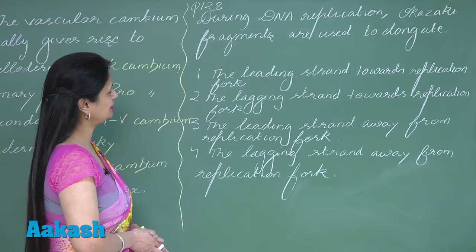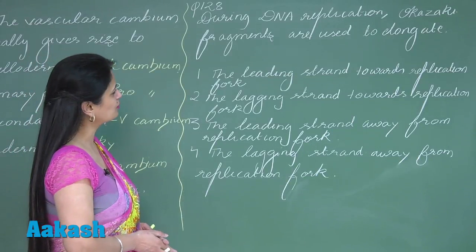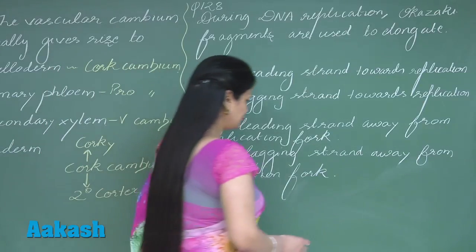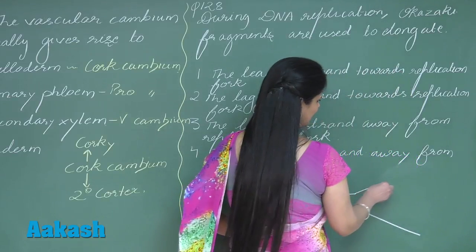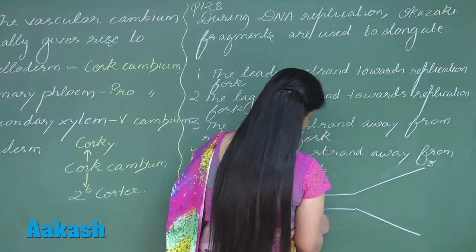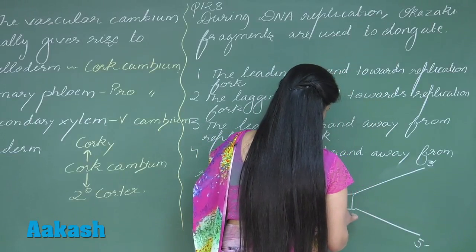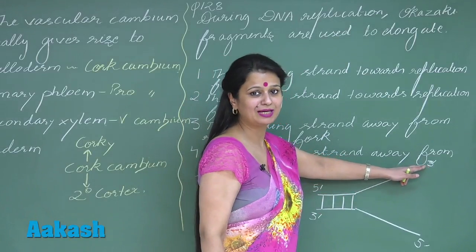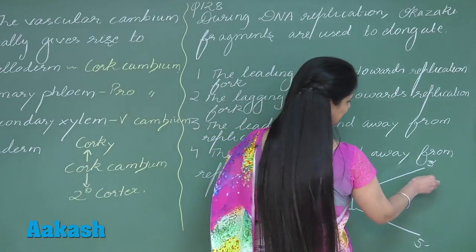Question number 128. This is related to DNA replication. We have to look for the option which is correct for the Okazaki fragments. So during DNA replication, you know what happens, the two strands of the DNA separate. Right? So this is the template strand which has the polarity 3' to 5'. Right, here the primer would be added.